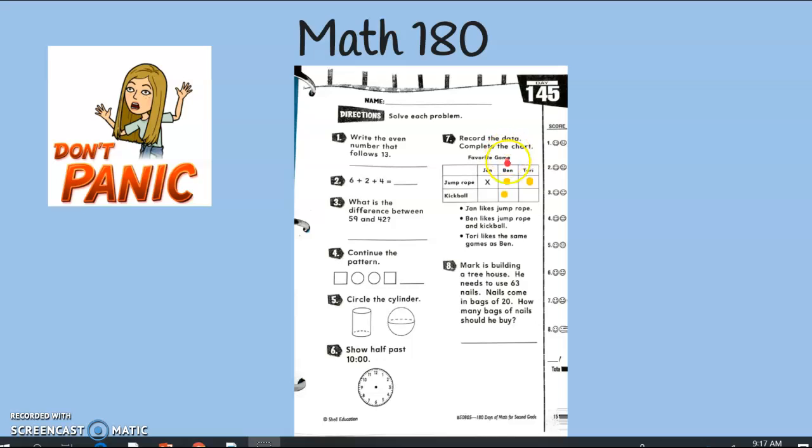Record the data, complete the chart. Jan likes to jump rope, already an X. Ben likes jump rope and kickball, and then Tori likes the same games. My dot went away. There should be a dot under here too.